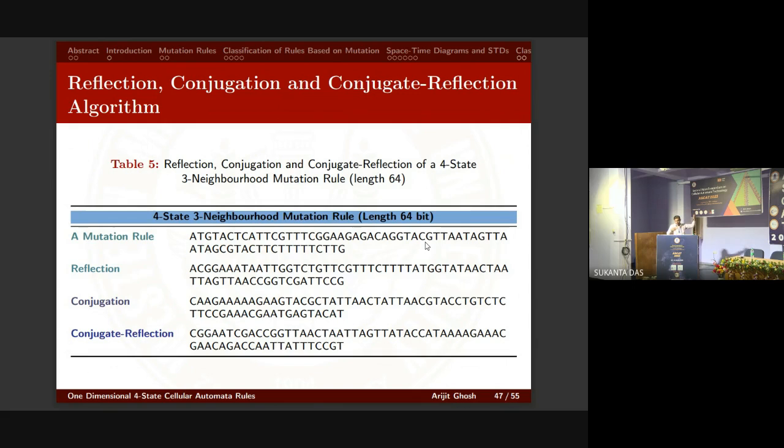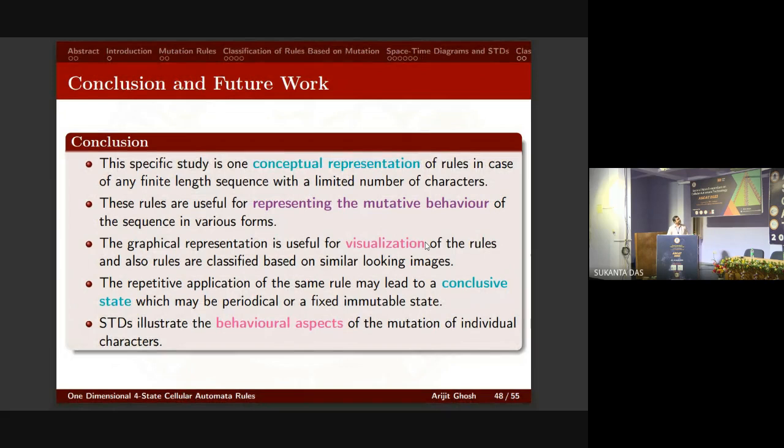I come to the end of our paper. The conclusion is, this study is one conceptual representation of rules in the case of any finite length sequence with a limited number of characters. These rules are useful for representing the mutative behavior of the sequence in various forms.